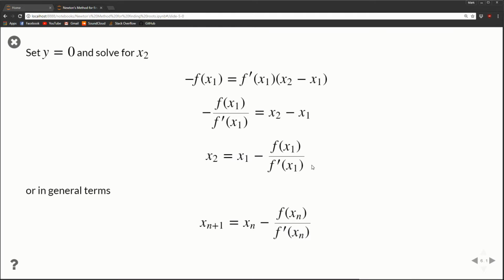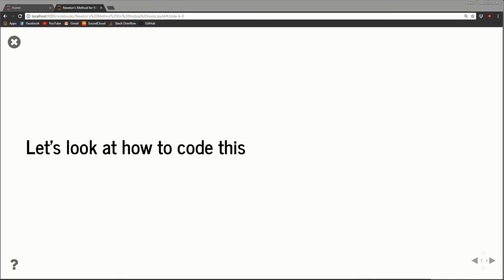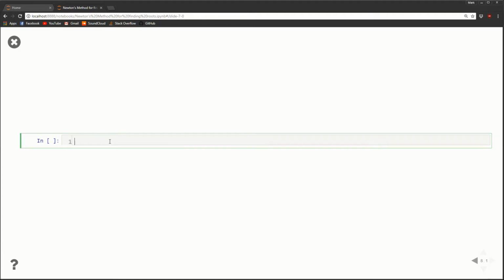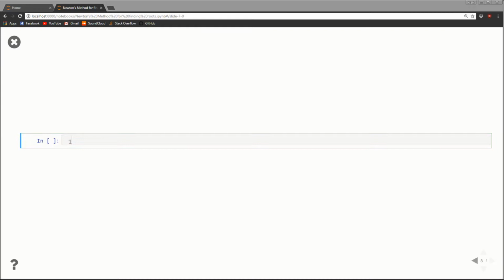So in general terms, the way it's written is the next x point is equal to the previous x point minus the function at the first x point divided by its slope at that x point. Now let's see how we can code this using Python. I've got an open cell at the end of this presentation, and we can just write it right here. To save time, I'm just going to copy and paste some of it.